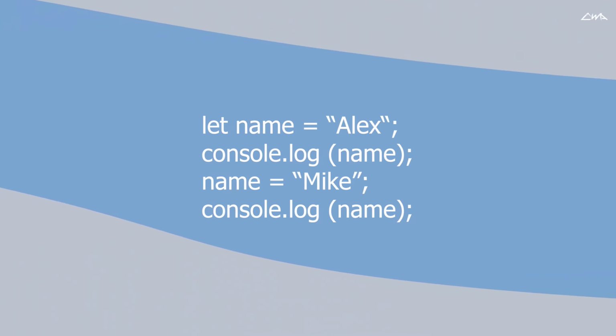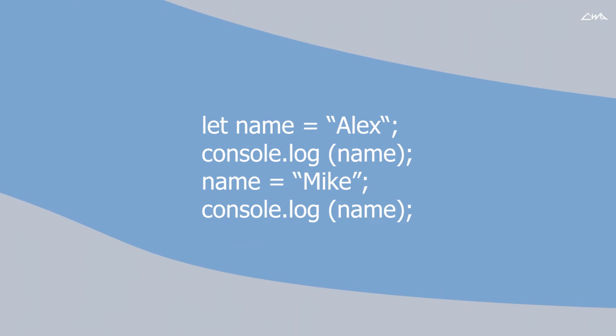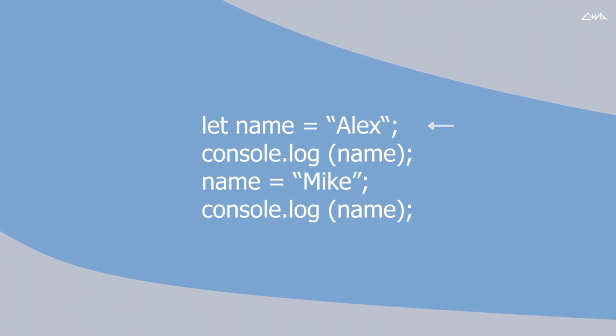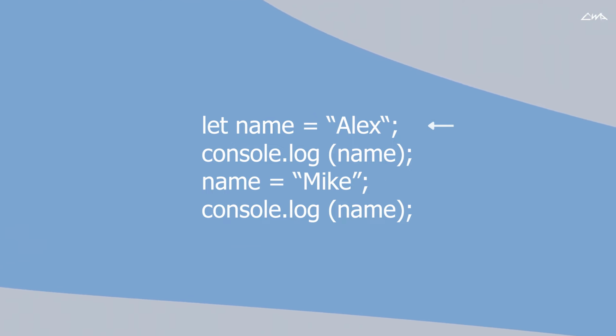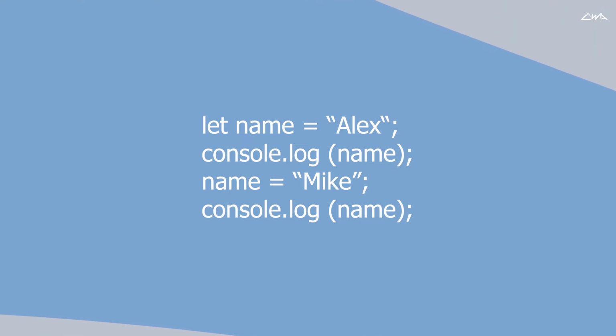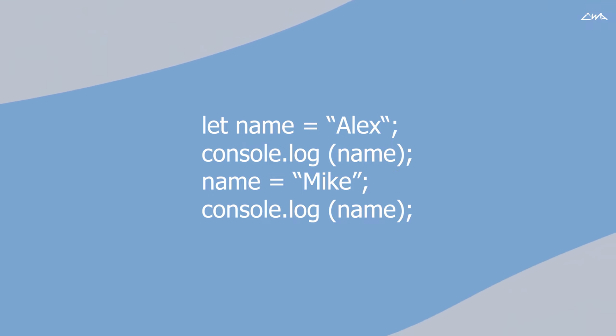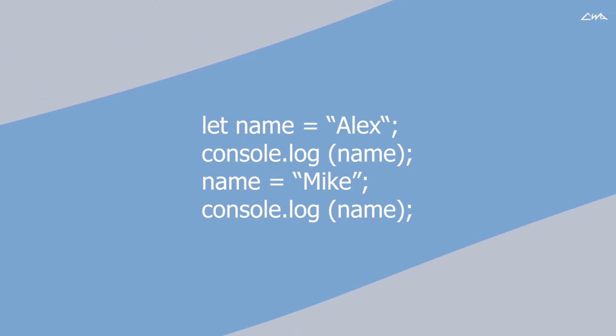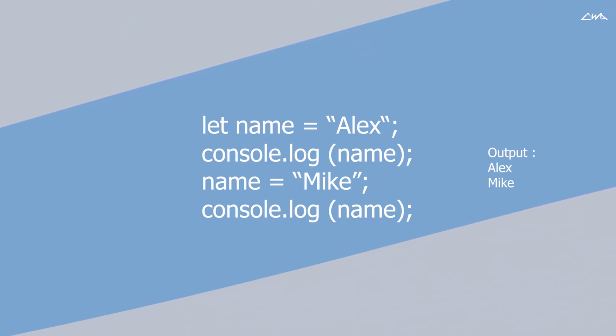Next we have a similar situation but with two console.log statements. Over here, first a variable called name is being declared with its value Alex, and instantly in the next statement it's being displayed. Then the variable name changes to Mike, and then again console.log prints Mike. So since strings are immutable, over here we get the output Alex and Mike.